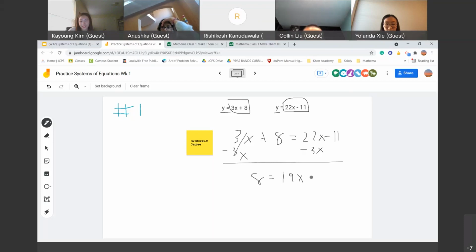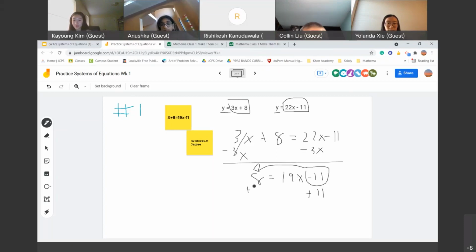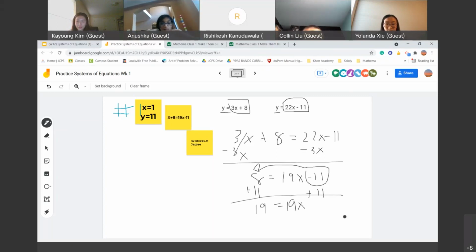Yeah, okay, great job. Now what do I do? And now you would do 19x minus 11, which is 8. Not quite. I'm gonna move my negative 11 to this side. So how about add 11? Since this doesn't have x, it's just an 11, so you can't really do that. Okay, yeah, so you would subtract both of them and then you would get 19 equals 19x. So what's x? X is 19.